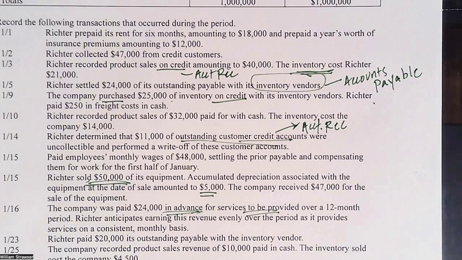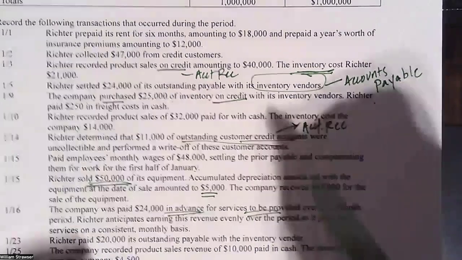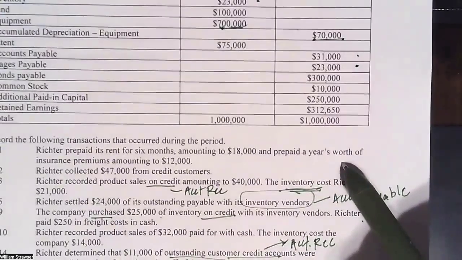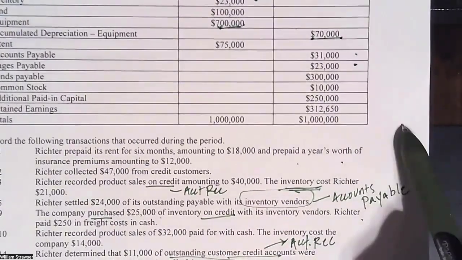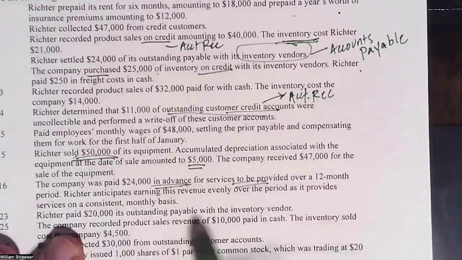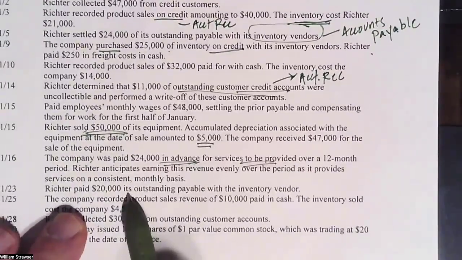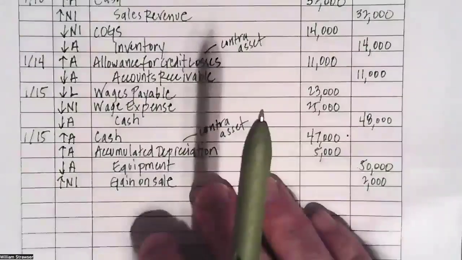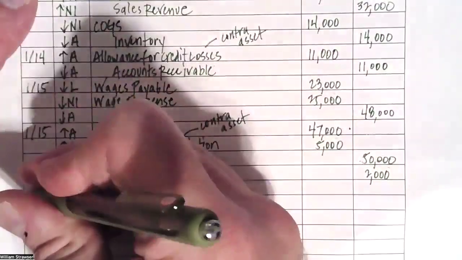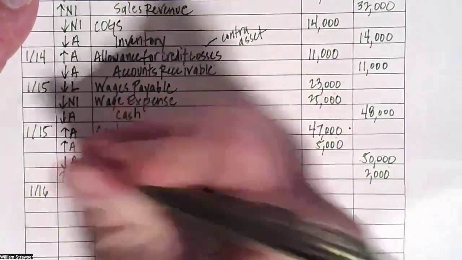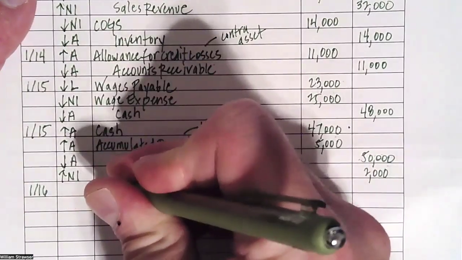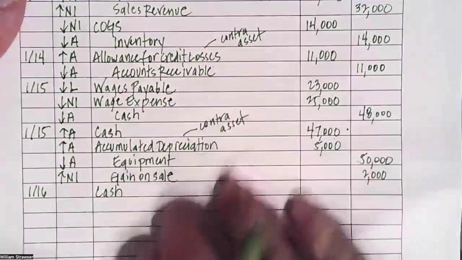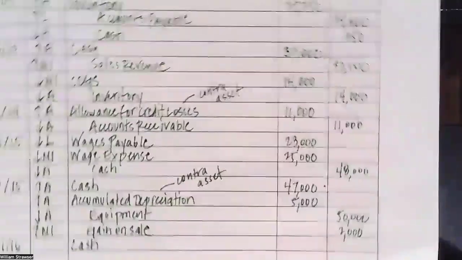So someone wanted to prepay us. We're not prepaying them, right? Up here, we prepaid, but we prepaid other companies. In this case, we're the ones who are being prepaid. So it's a different entry. Here on 1/16, I did receive cash. And I received cash in the amount, just to remind myself, 24,000.